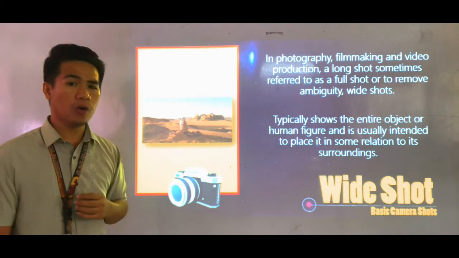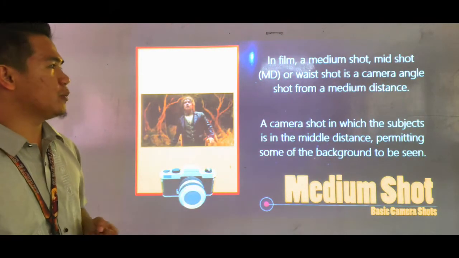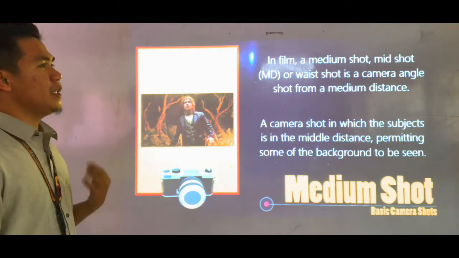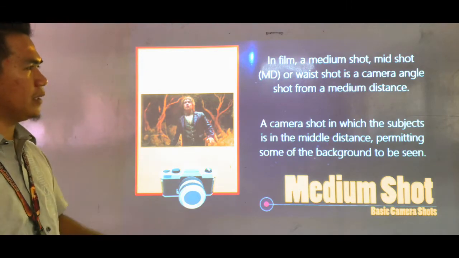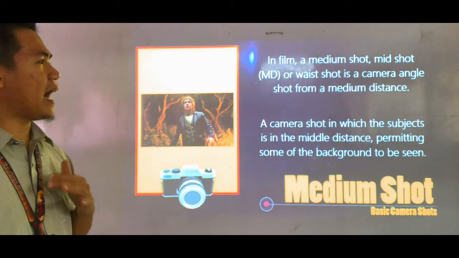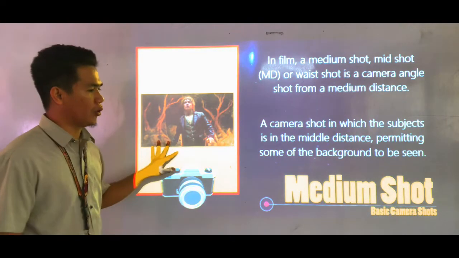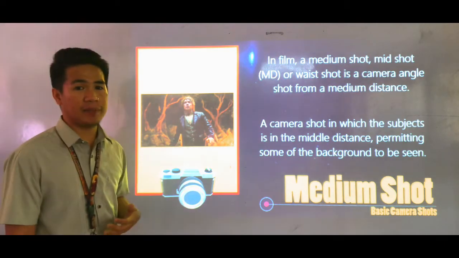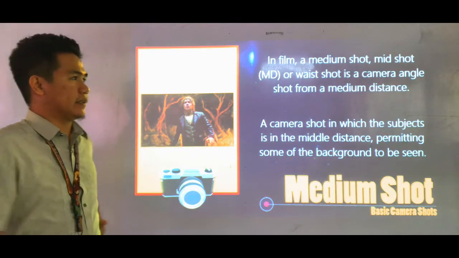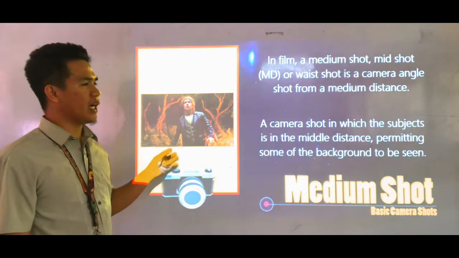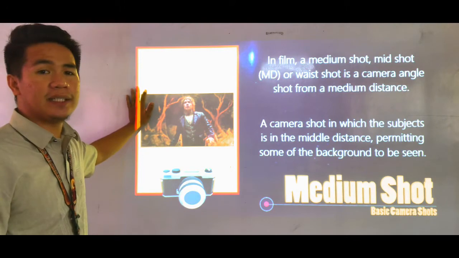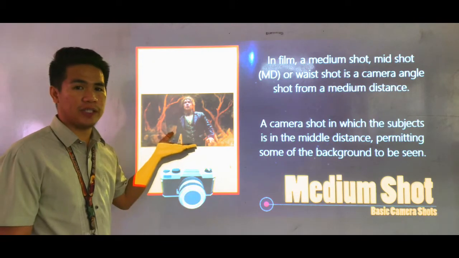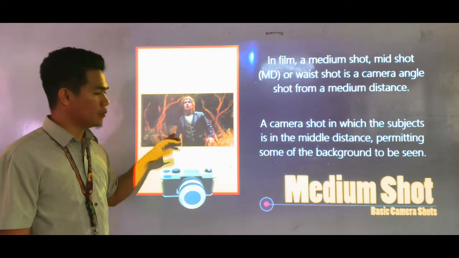Okay? Number 3, we have the medium shot. Nasa basic camera shot pa din tayo. In the film, a medium shot or the mid shot or the MD or waist shot is a camera angle shot from a medium distance. So yung medium shot, tinatawag din itong waist shot or the mid shot. Ibig sabihin yung kinukuha lang dito sa waist area natin. A camera shot in which the subject is in the middle distance, permitting some of the background to be seen. Parang yung example dito. This is the medium shot.